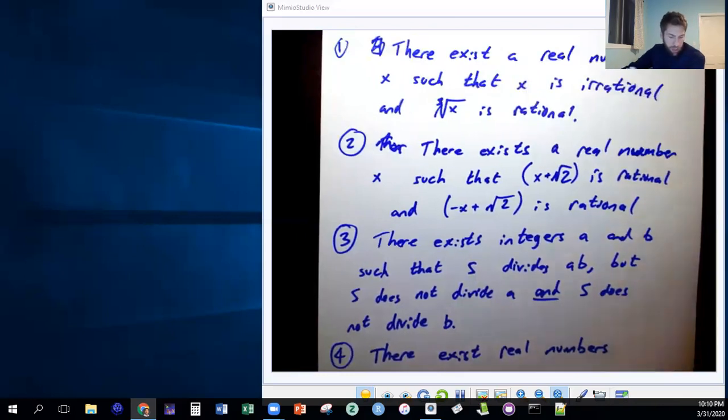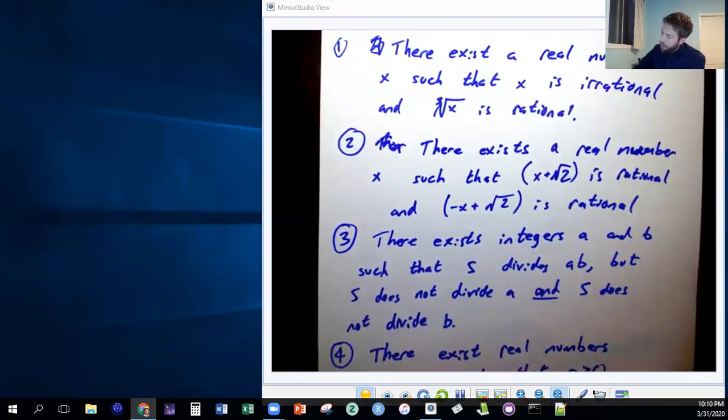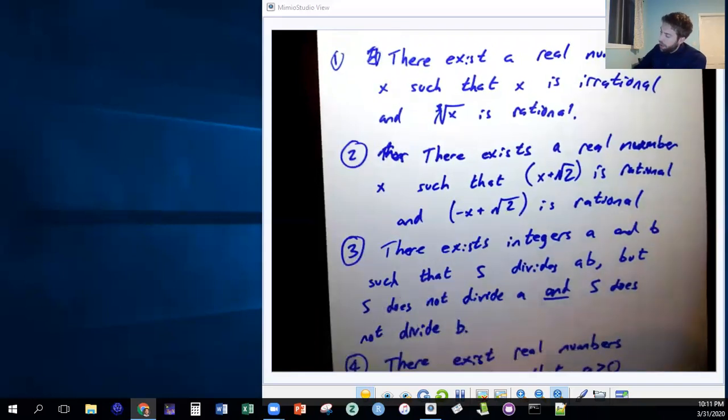There exist real numbers a and b, and then negating an if-then means such that a is greater than 0 and b is greater than 0. So negating an if-then, the hypothesis is true, but the conclusion is false. But 2 over a plus 2 over b equals 4 over a plus b.